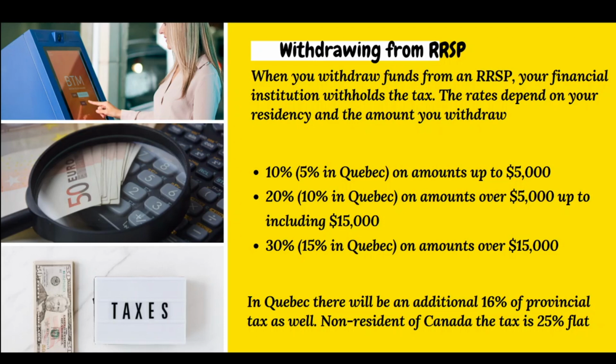So if your marginal tax rate, the marginal tax rate is the amount of additional tax paid for every additional dollar received as income, is higher than the withholding tax rate, you will have to pay additional tax at the year end on the funds you have withdrawn. If not, then the remaining portion of the tax withheld will be returned back as a refund.